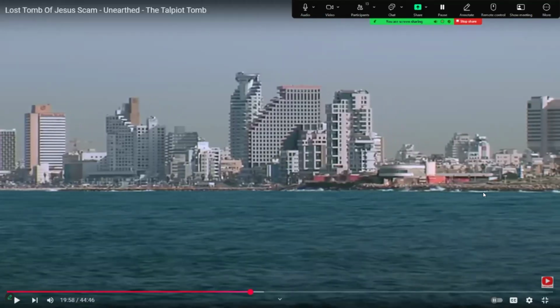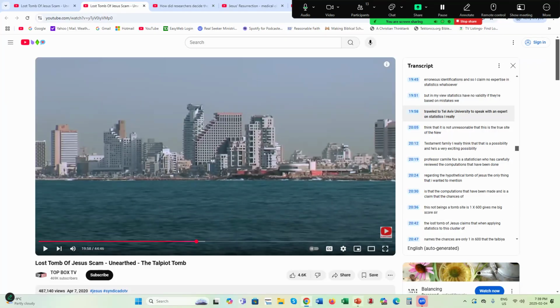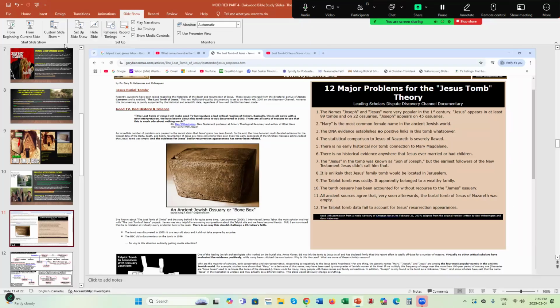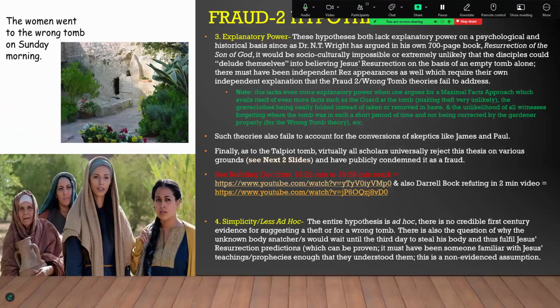Okay, so that's it. As you can see, these were the same scholars that were interviewed in that documentary. They were so outraged that they were taken out of context. They made their own documentary refuting the claims. So the Talpiot tomb is proof of nothing. It has nothing to do with Jesus Christ. It's not Jesus's tomb.